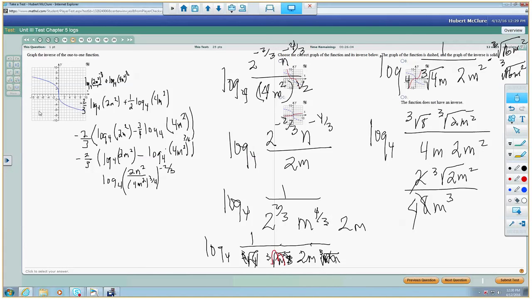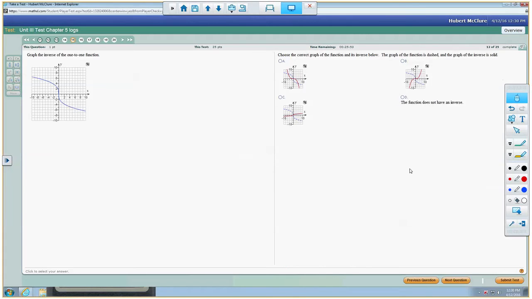Inverse to this function would be like that. So you just pick which one is it? B. Let me get rid of all that crap. I don't understand that problem. It's bothering me. This one? Yes. B. Next one.